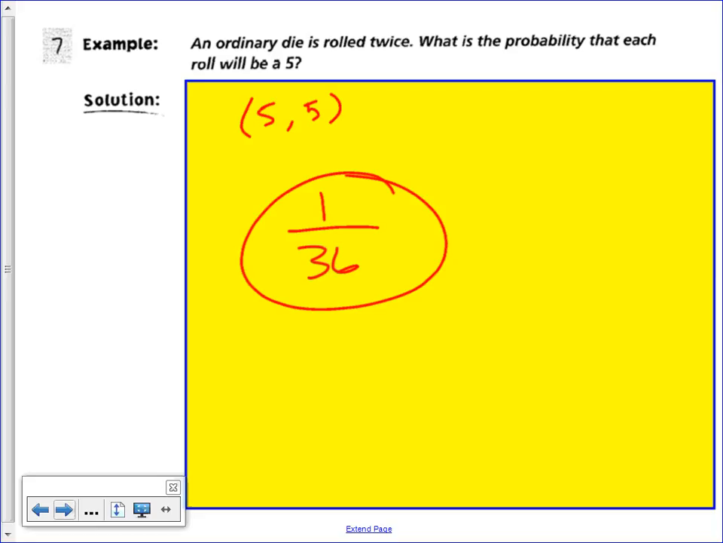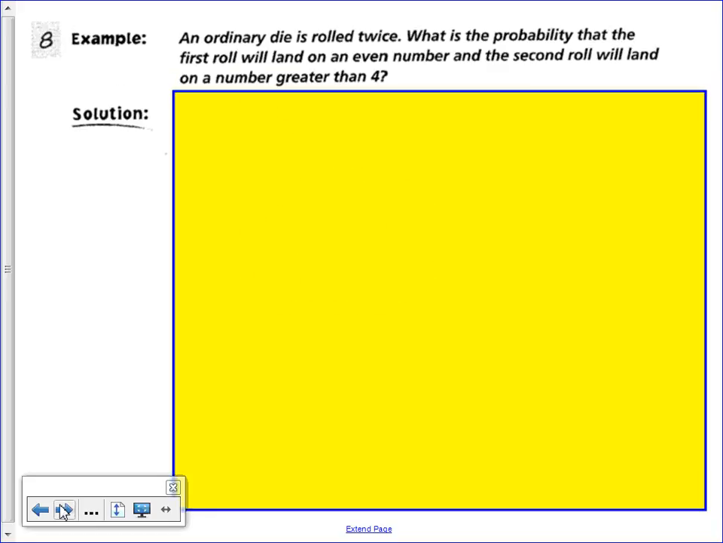An ordinary die is rolled twice. Am I going too fast? No. Good. What's the probability that the first roll will be even and the second roll will be bigger than 4?